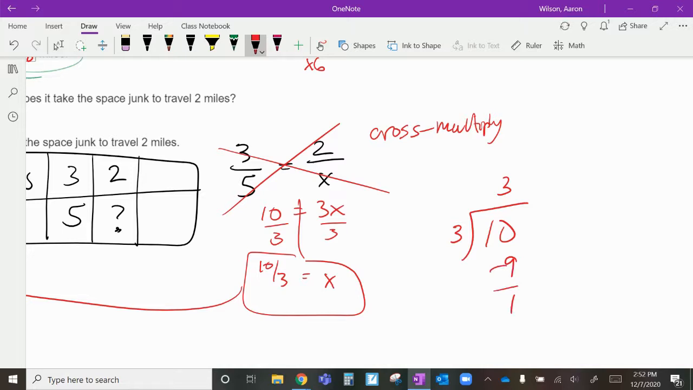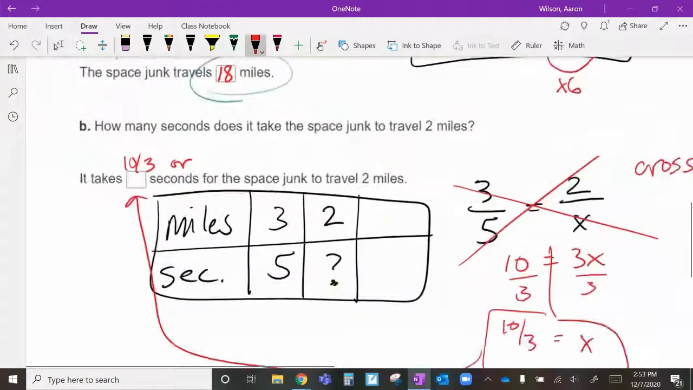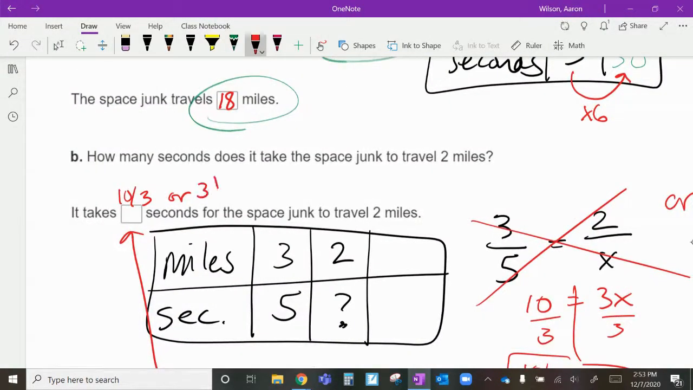And as an elementary student, you were probably taught to do remainders. Well, we don't deal with remainders in middle school. It would be 3 1/3 because your remainder is actually your numerator, and what you're dividing by is your denominator. So 3 1/3 seconds is the other option, which sounds a little bit more understandable because 10/3 seconds, no one speaks that way because it's improper, but it would take 3 1/3 seconds for the space junk to travel 2 miles.